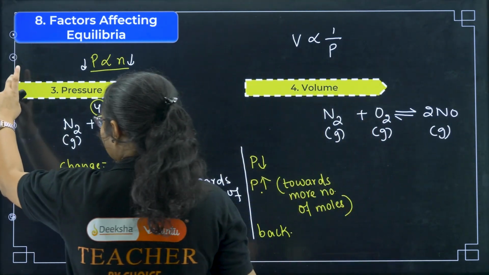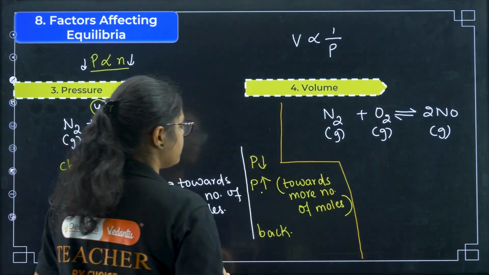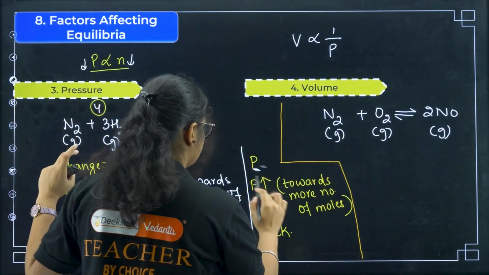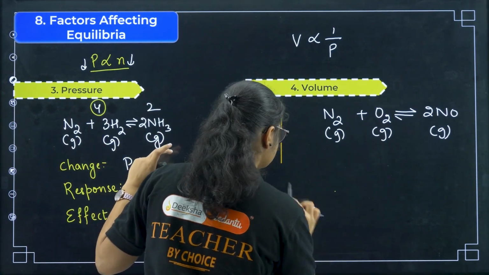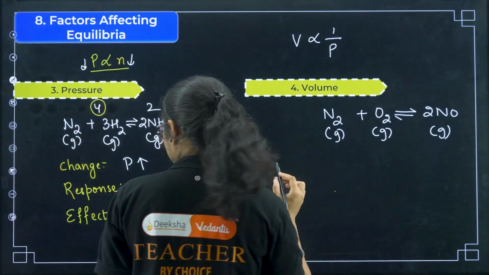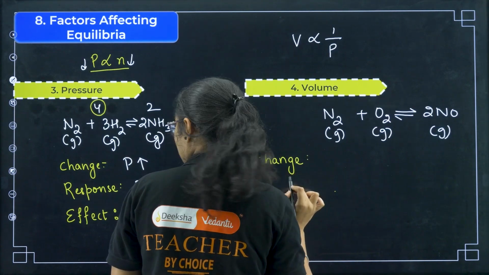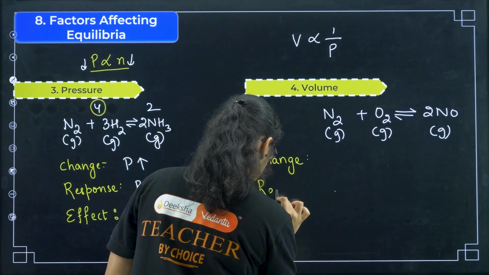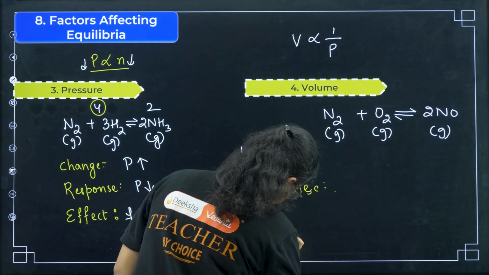Now let me bifurcate this one. We can erase this part, we don't need it. We already understood that, right? Fine. So now suppose the change that we have introduced, next we have the response, and then we have the shift.